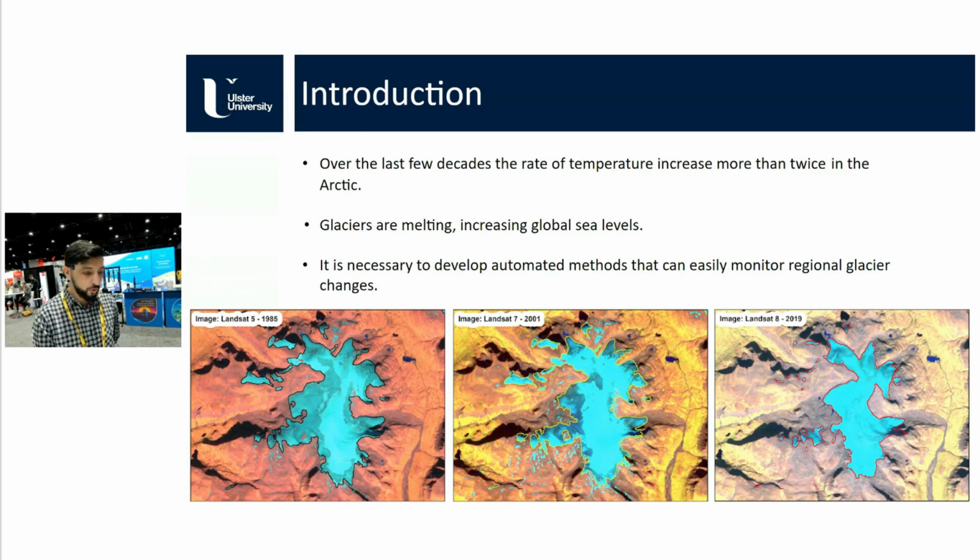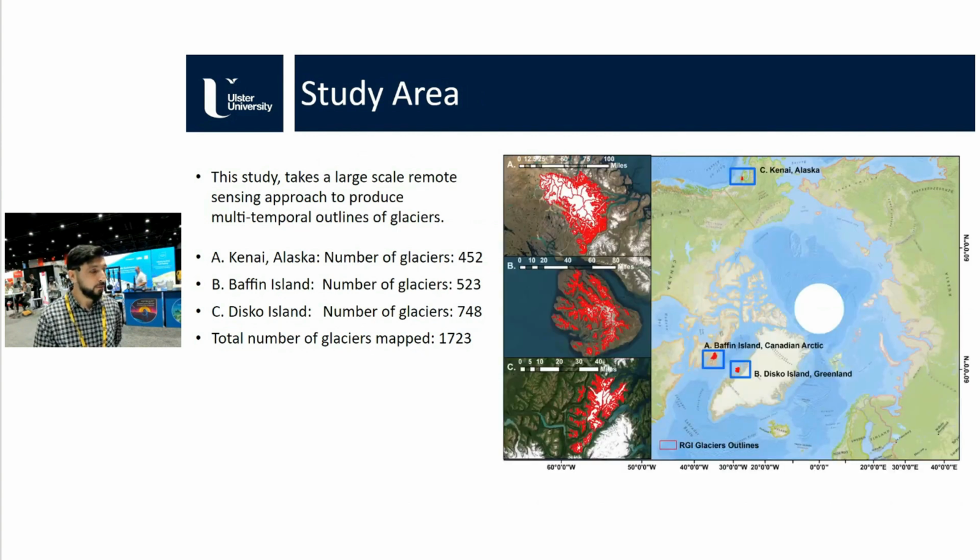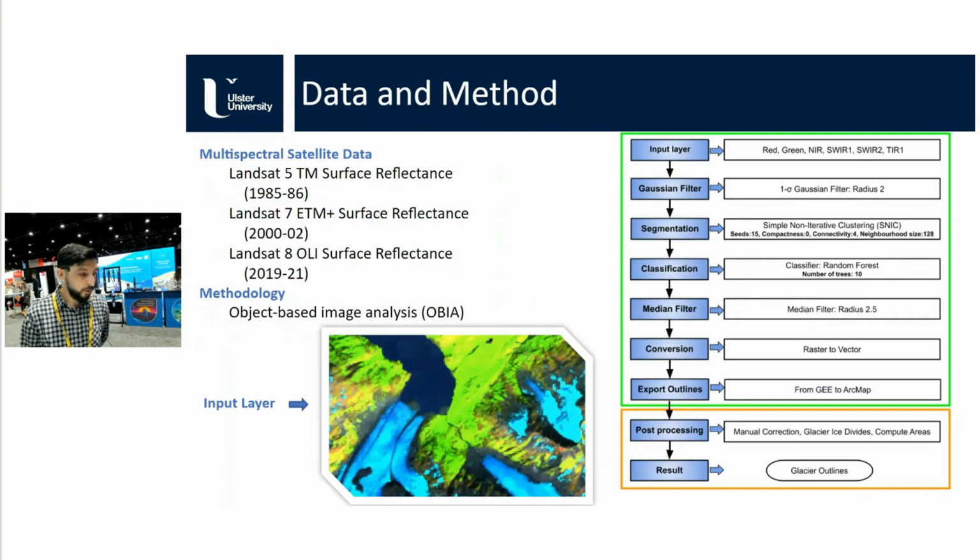So we are using a remote sensing approach in Google Earth Engine to map glaciers in three different regions: part of Baffin Island in the Canadian Arctic, Disko Island in Greenland, and part of Kenai, Alaska. We are mapping more than 1,700 glaciers temporally at three different times using Google Earth Engine and object-based image analysis. We are using mostly Landsat data: Landsat 5 for the earliest images, Landsat 8 for the most recent images, and Landsat 7 for the images in between. We developed a workflow in Google Earth Engine that automatically maps and generates glacier outlines.